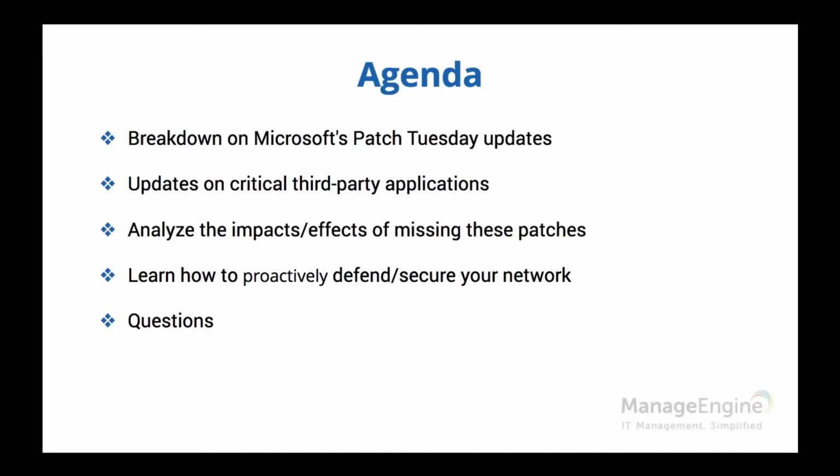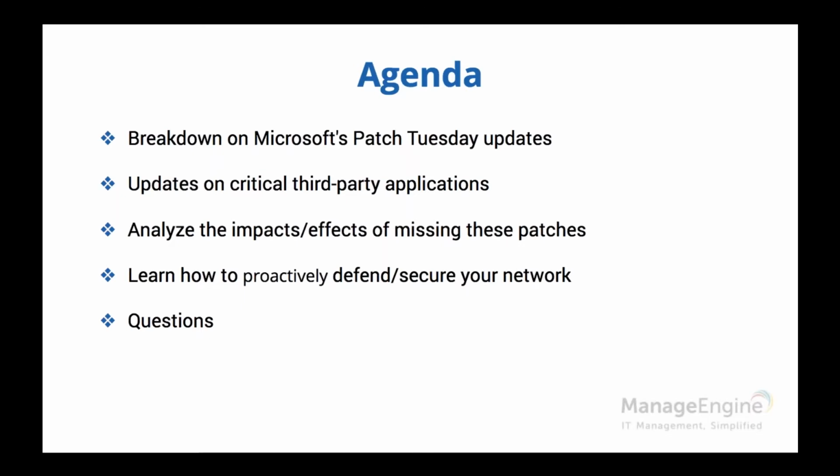It's a disastrous start to 2018 with the Meltdown and Spectre security vulnerabilities taking the IT world by storm. So let's see what updates have been released with respect to Meltdown and Spectre mitigation. And then we will see about the updates on critical third-party applications. Then we will see what the impacts are if these patches are not deployed to the computers in your network, say your enterprise network.